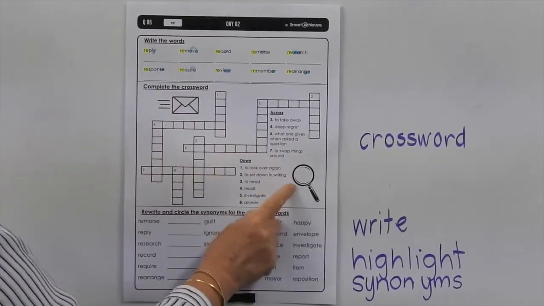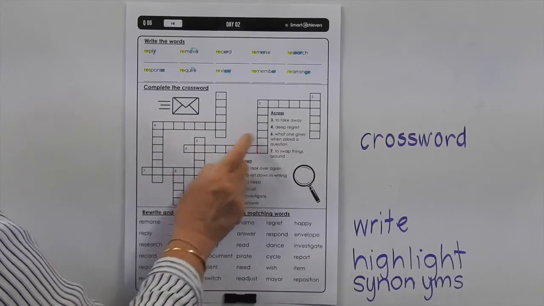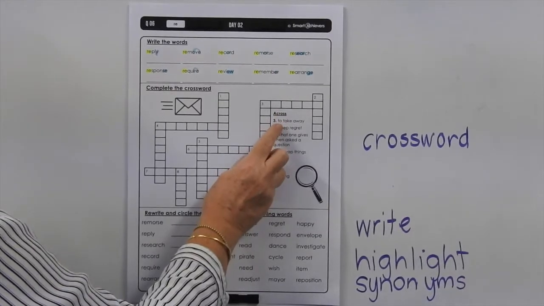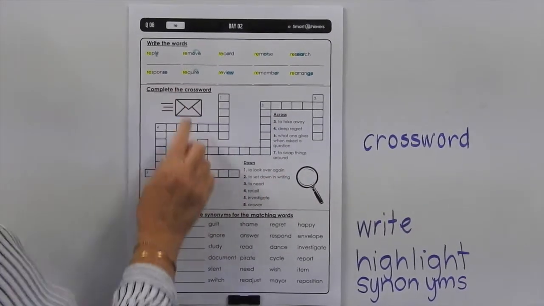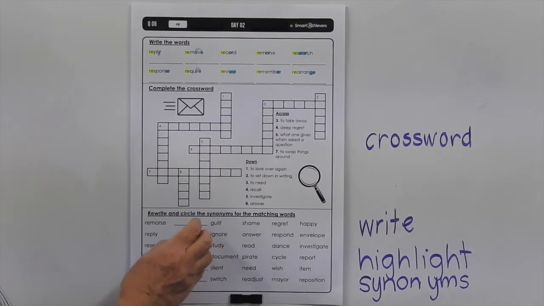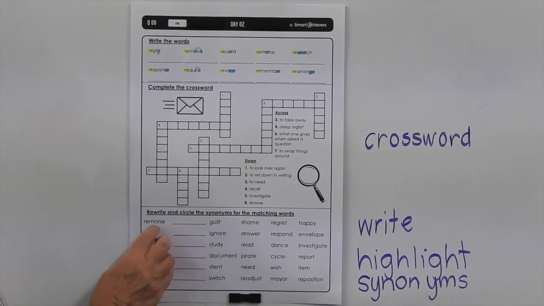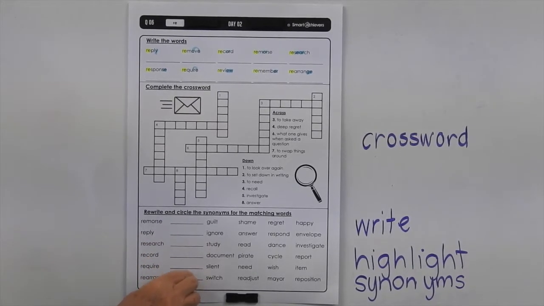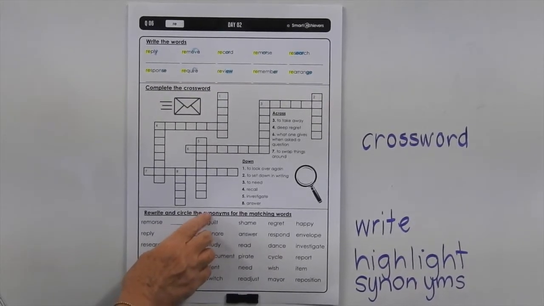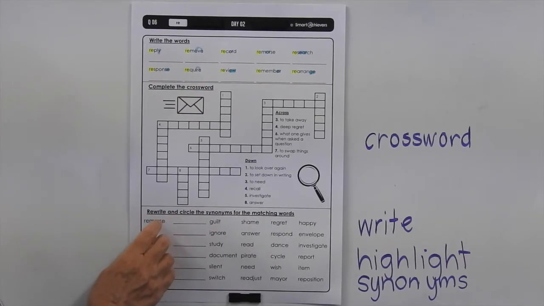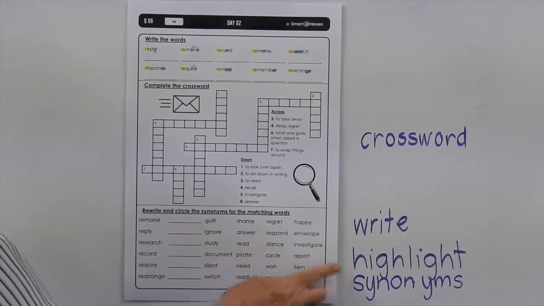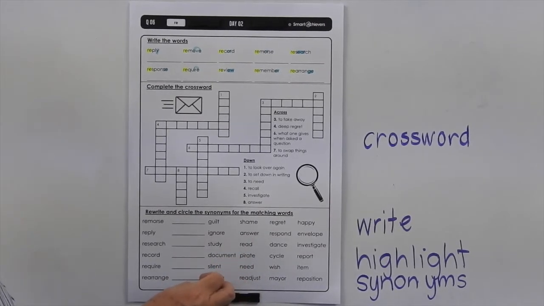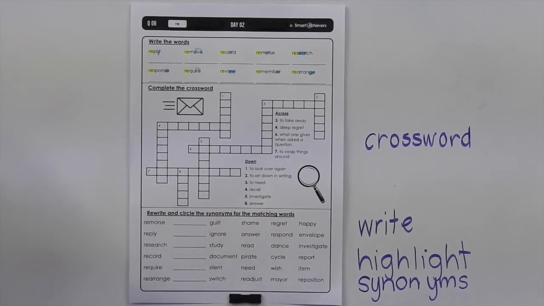You've got a crossword to do. You know how to do this. There are the clues going across and down. Cross off the clues that you've filled in, that you've been able to link to a word at the top of the page. Down here, you have to rewrite the list word and then find the words that mean the same, the synonyms for each of those list words. So just highlight them if you like, and or circle them, and you finish the page.